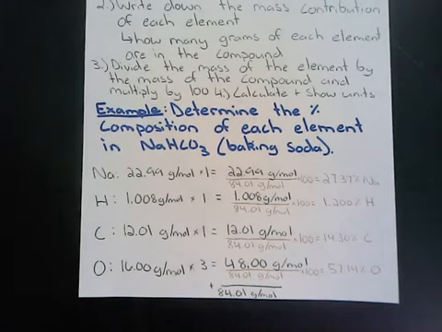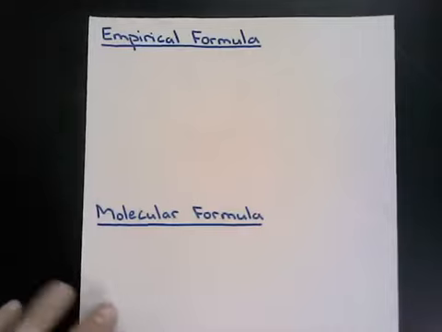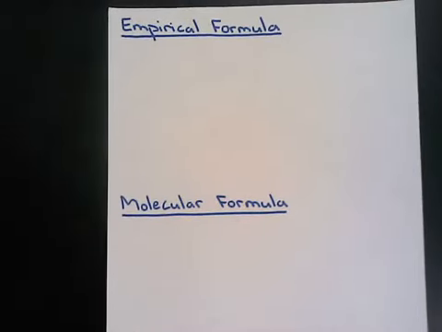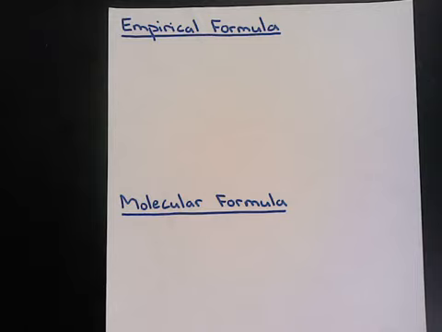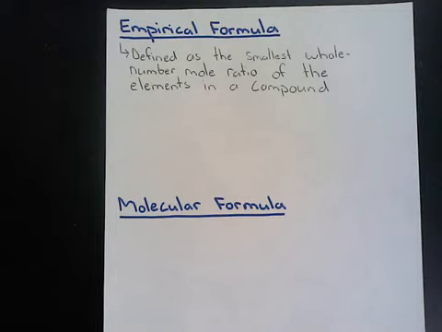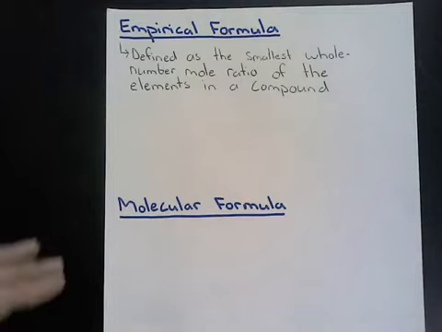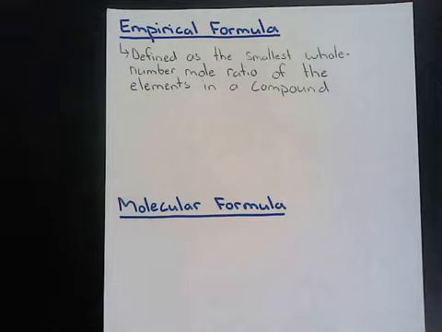Now what we're going to do here is shift gears a little bit to some different terms. And those terms are empirical and molecular formulas. So we start out here with empirical formula. The empirical formula is just defined as the smallest whole number mole ratio of the elements in a compound. And the reason that we just learned about percent composition is that to get an empirical formula, they use data from experiments that allow us to get the percent composition, and then from that data we can get the empirical formula. So that's how all this ties together.